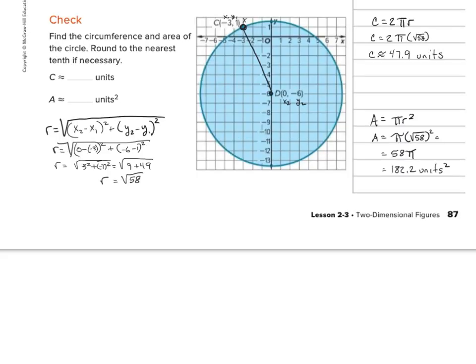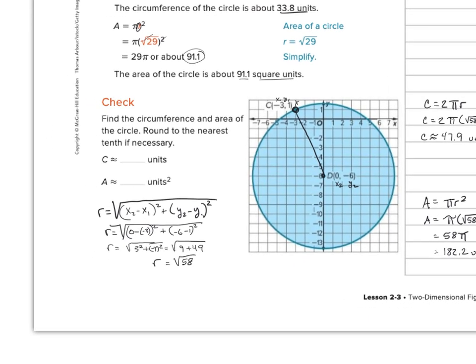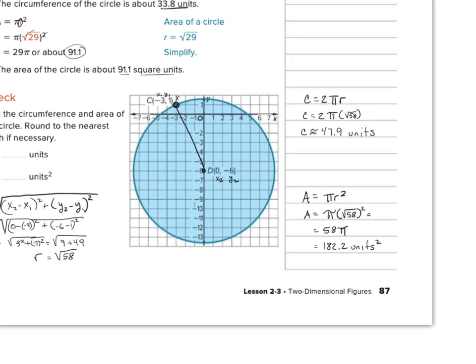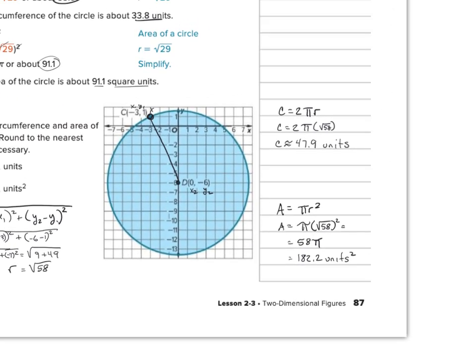Okay, so using the center as my x2, y2, using the edge as my x1, y1, I went ahead and used the distance formula, plugged everything in, and I simplified, and it turns out that I ended up, I believe, with radius is equal to the square root of 58. Plugging that into my formulas, the circumference is equal to 2 times pi times the square root of 58. When I plug that in the calculator, I received 47.9 units. Actually, I think it might have been 47.85, but I rounded up to 47.9.